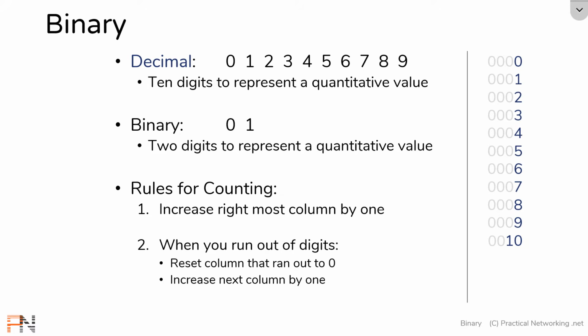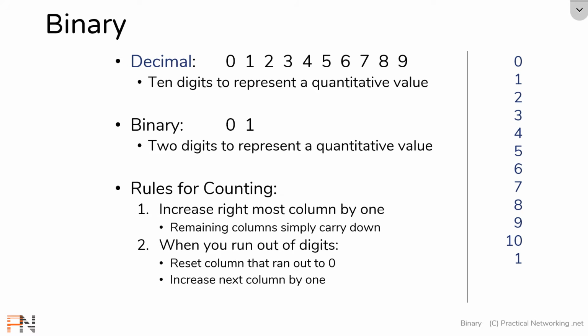And then from here, we go right back to step 1, which is to increase the rightmost column by 1. The rightmost column is currently 0. The next number in the sequence would then be a 1 in the rightmost column. And anytime you can increment a column, all the remaining columns to the left simply carry down, which here is going to be just this 1. That is how you and I get from 10 to 11.